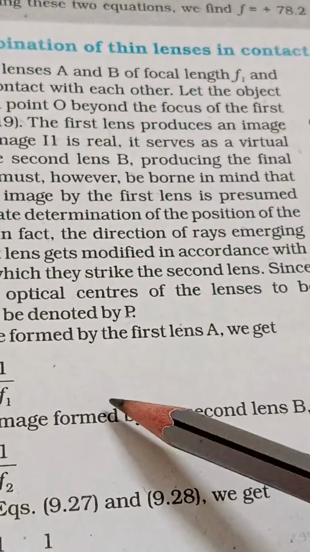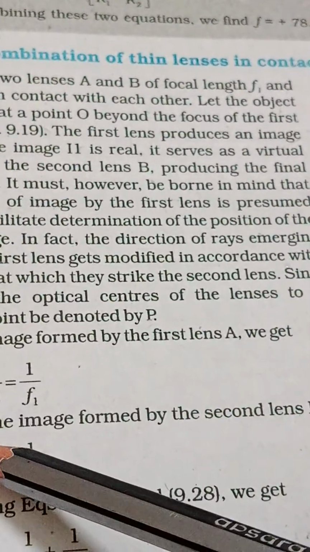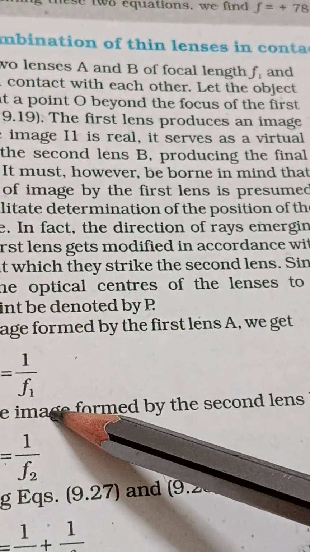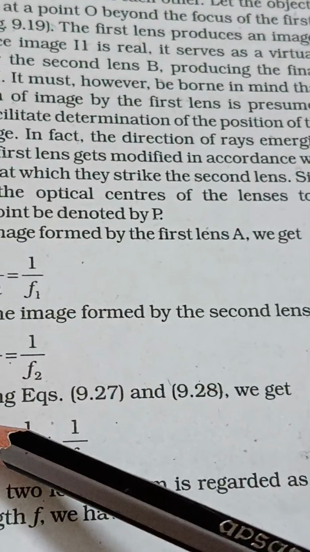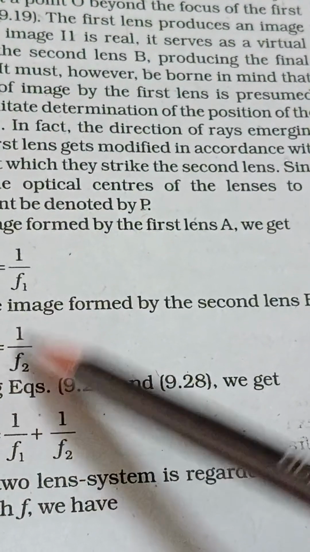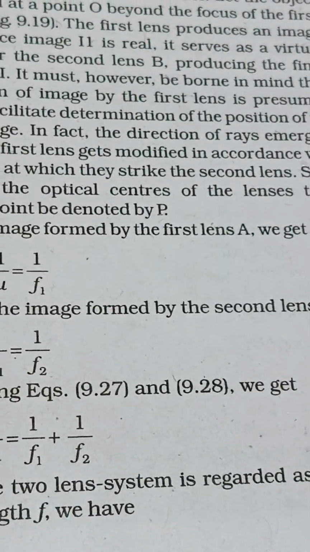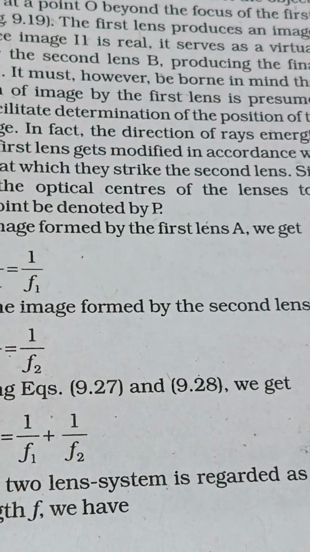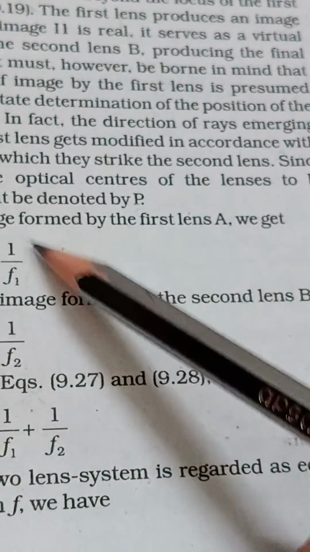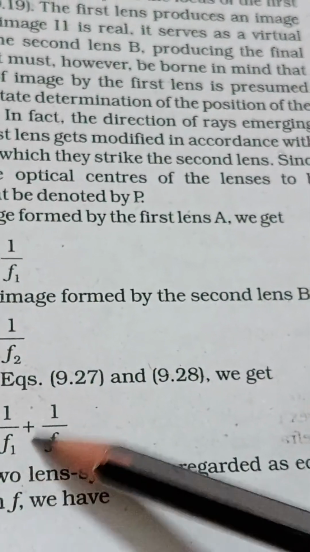For the image formation by the first lens, we take the formula 1 upon v1 minus 1 upon u equal to 1 upon f1. For the image formation by the second lens B, 1 upon v minus 1 upon v1 equal to 1 upon f2. So adding equations 1 and 2, we get 1 upon v minus 1 upon u equal to 1 upon f1 plus 1 upon f2.